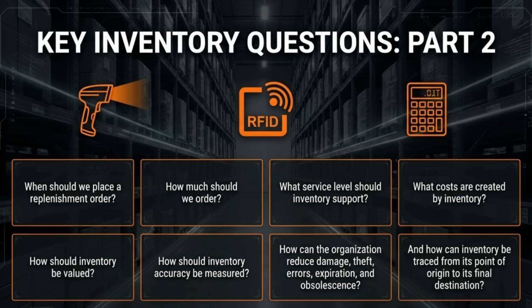What costs are created by inventory? How should inventory be valued? How should inventory accuracy be measured? How can the organization reduce damage, theft, errors, expiration, and obsolescence? And how can inventory be traced from its point of origin to its final destination? Module 6 helps us answer these questions.